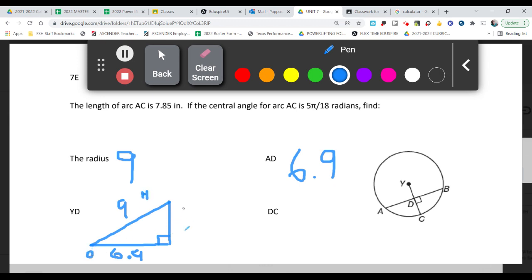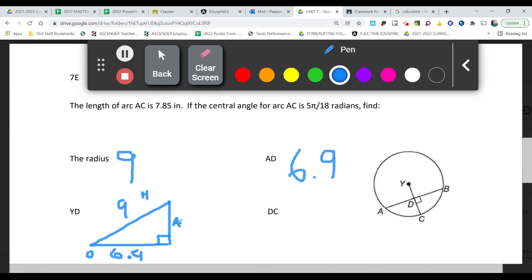Which leg is this thing called? Do y'all remember? The adjacent's the A. And we have the A. We could use O and A, but I'd rather use the number that they gave us, 9. So if we're going to do A and H to find that YD, which function would that be? Would it be sine, cosine, or tangent? Cosine. Remember, tangent's O over A.